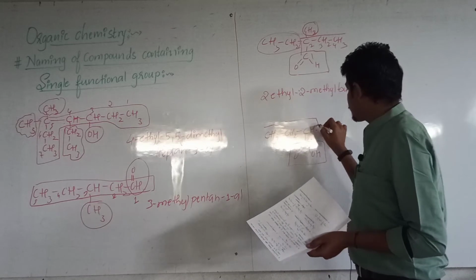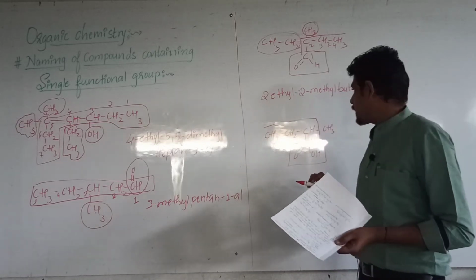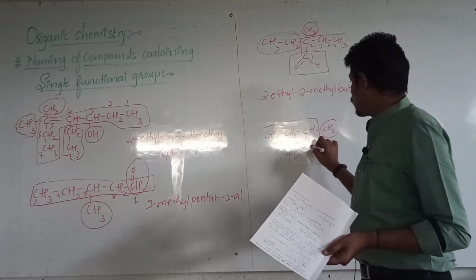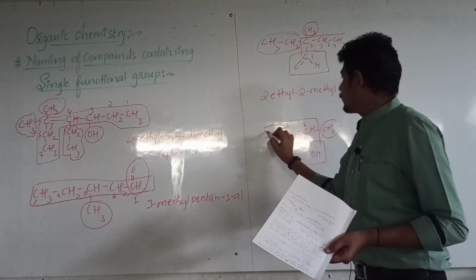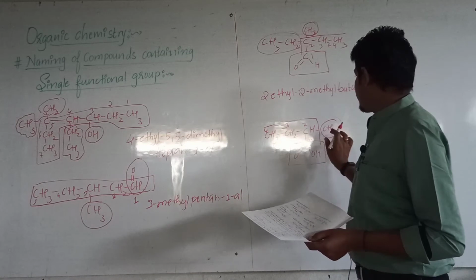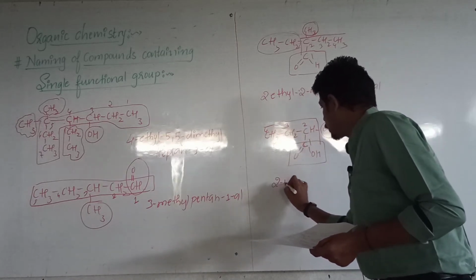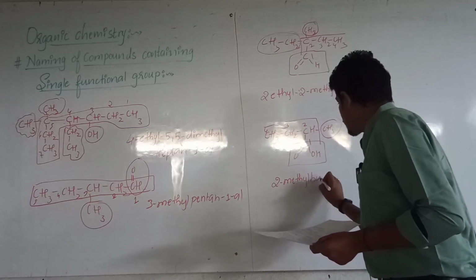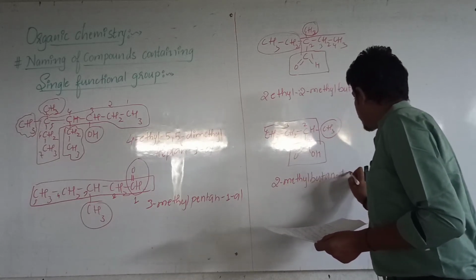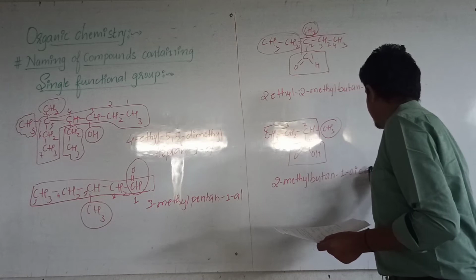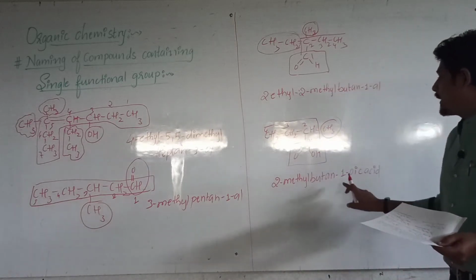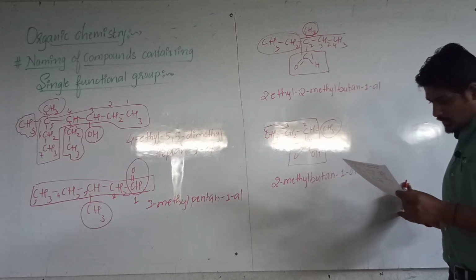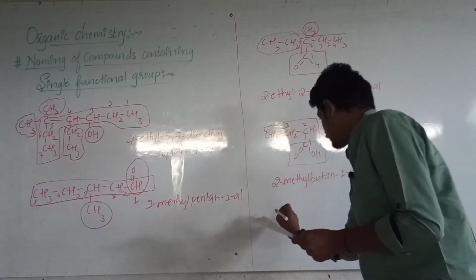So this is my parent chain. Then this will be my substituent. Then numbering should be done 1, 2, 3, 4. First name this, so 2-methyl butane 1-oic acid, isn't it? 2-methyl butane 1-oic acid. Then one more.